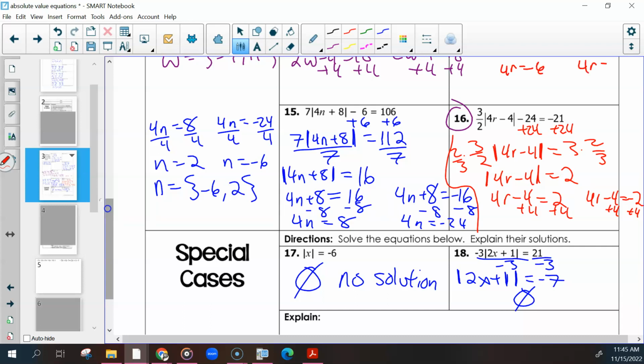In this example, you're going to get fractions. Sometimes that happens. If the fractions are nice decimals and you want to put them as decimals, that's fine. If they're repeating decimals, leave them as fractions. If you leave them as fractions, make sure you simplify.